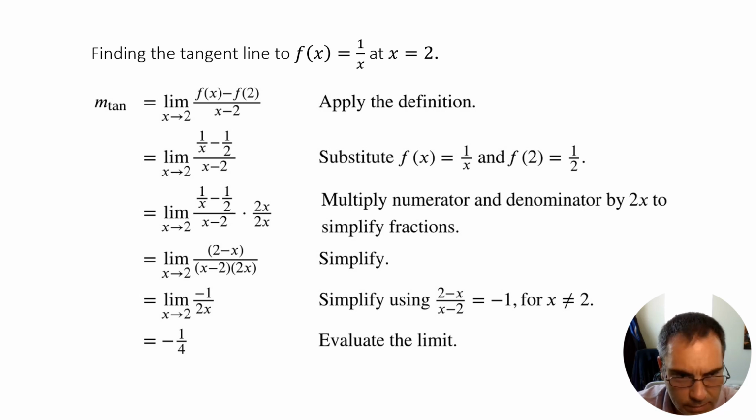And so essentially what we've done here is this function and this function are almost the same. We've just removed a hole from the function to calculate its limit. And we find a limit of minus 1 over 4, so that is the slope of this function at this point.